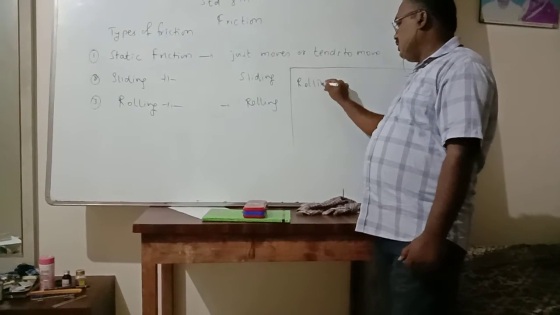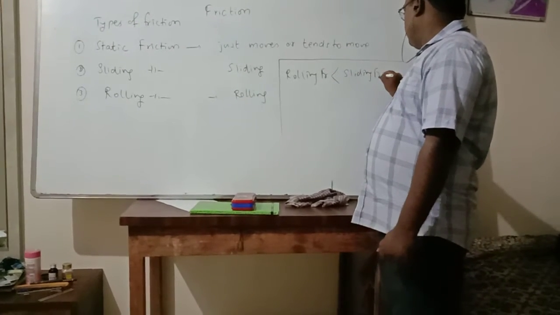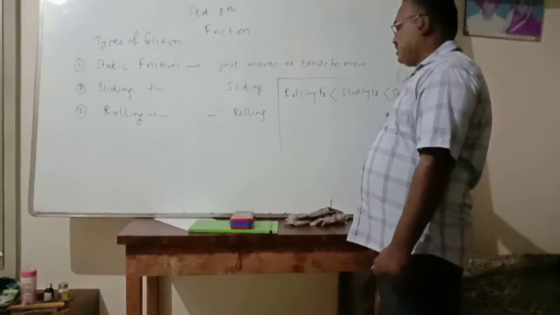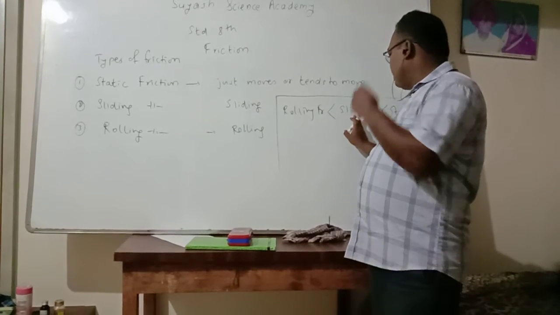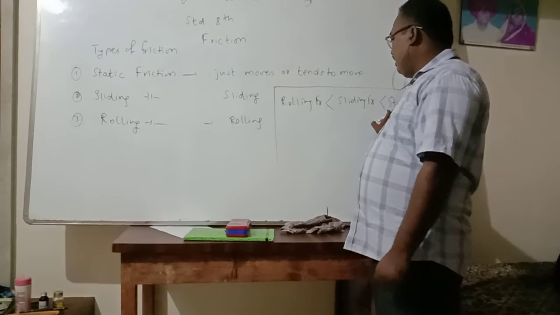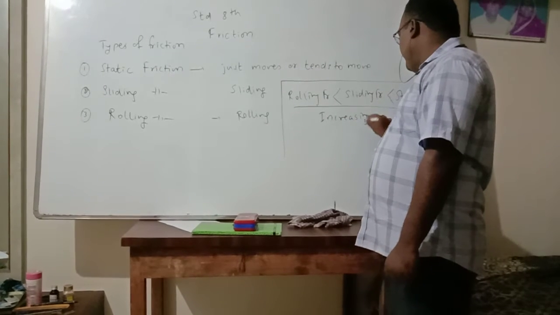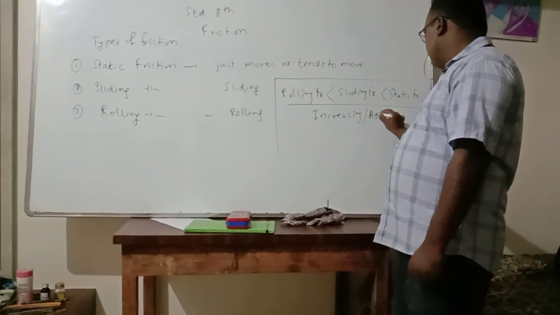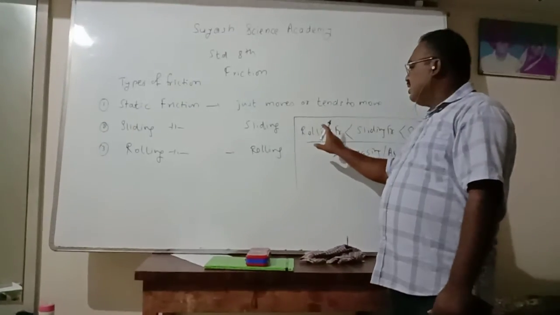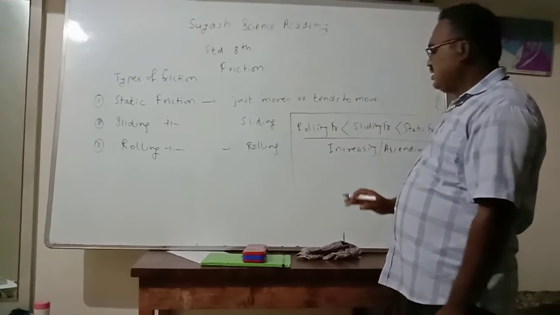friction is less than the sliding friction, and it is less than the static friction. So which friction is greater? Static friction has the largest value, then sliding friction has more value than the rolling friction, but less value than the static friction. You have to remember, this is the increasing order. When you are writing increasing or ascending order, you have to write first the least friction, which is the rolling friction, second the sliding friction, and third the static friction.